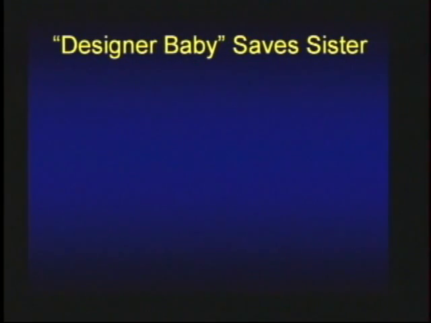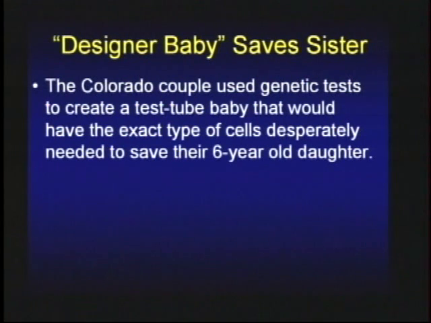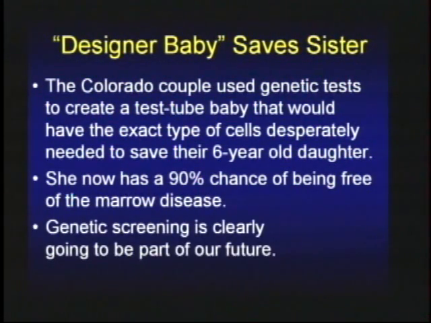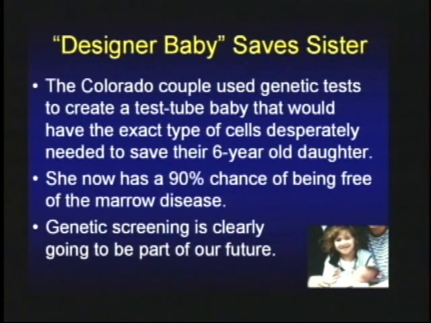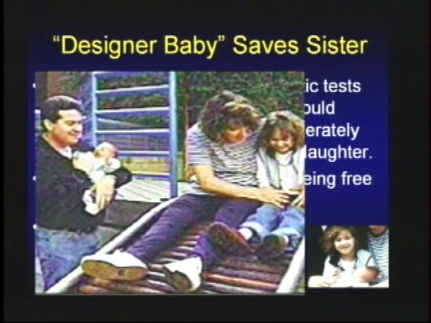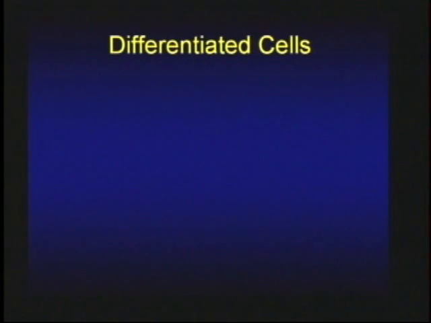This designer baby saved the sister. The Colorado couple used genetic tests to create a test tube baby that would have the exact type of cells desperately needed to save their 6-year-old daughter. She now has a 90% chance of being free from Fanconi disease. Genetic screening is clearly going to be part of our society, our culture. And that little girl is healthy today. Her baby brother whose umbilical cord was used, he's also doing fine, so the family's doing fine. So this is real life stuff, and it's going to be more and more.